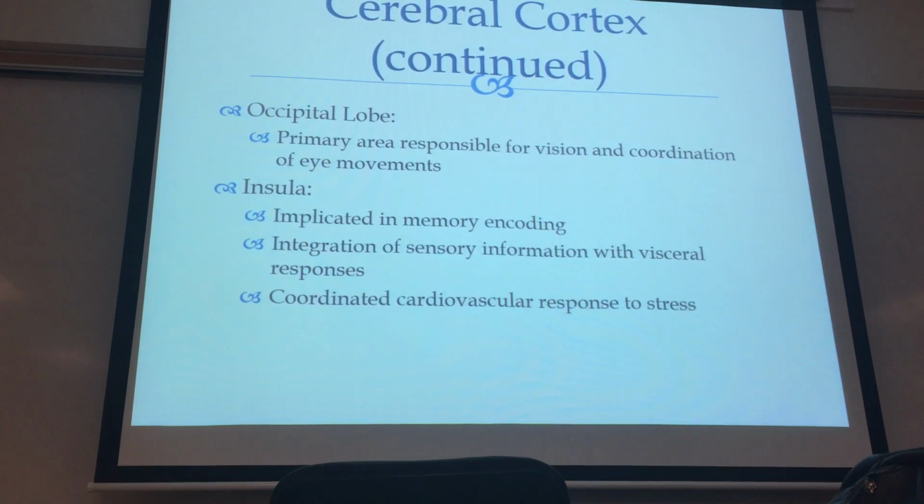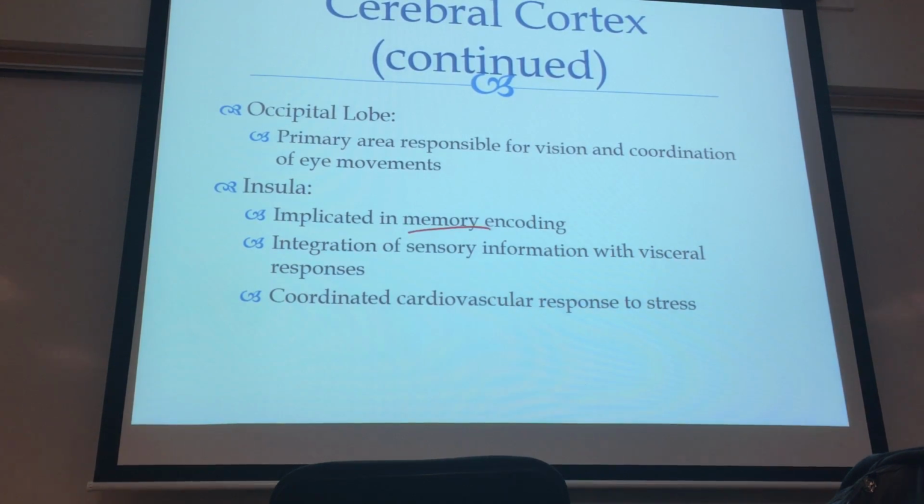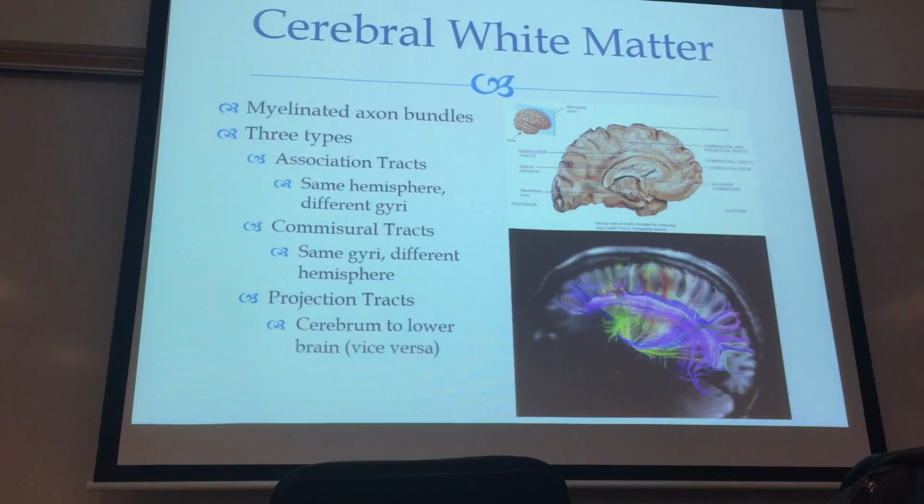The other area is the occipital lobe. That's going to be for vision. Insula, typically for memory. Insula would be more the inside of the brain itself. And I'll leave you guys to these.